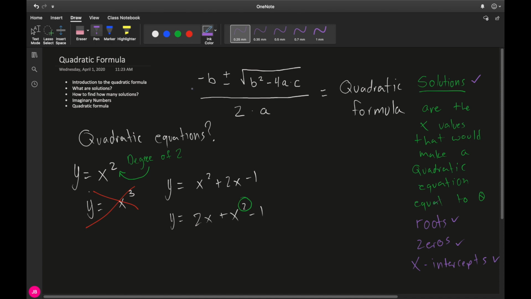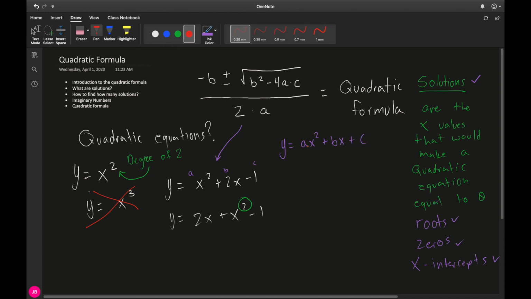Now, how is this going to help us find what my solutions are going to be? Well, notice how this has b, a, and c as variables inside the quadratic formula. Those variables are actually going to be taken from the equation given to you. So remember, this is going to be a, this will be b, and this will be c. Because remember that the standard form of a quadratic equation is y is equal to ax squared plus bx plus c.